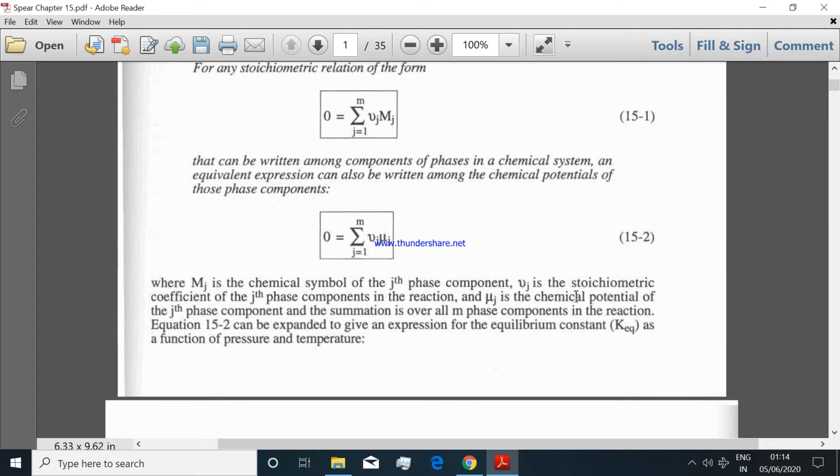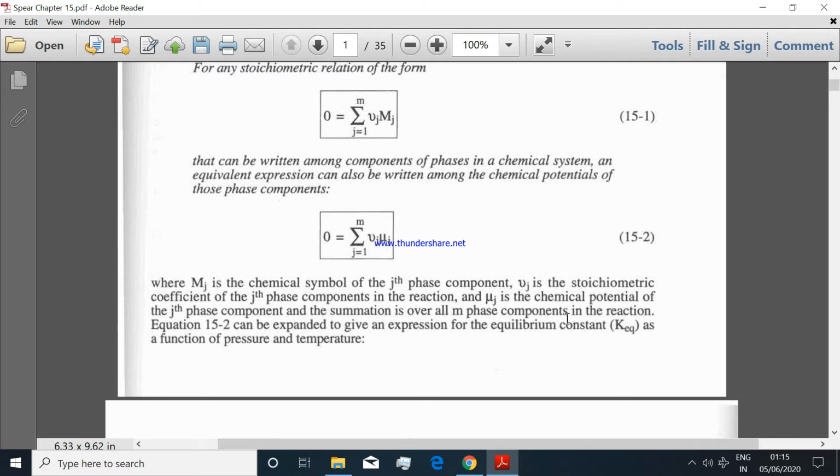So, as an example, if it is a garnet and the stoichiometric coefficient of calcium oxide is 0.3, then 0.3 will be multiplied by the chemical potential of the jth phase, and the multiplied terms of each of the components will be summed up from j equal to 1 to m. That is, suppose the number of components in the system is m, and then they will be added after the multiplication process.